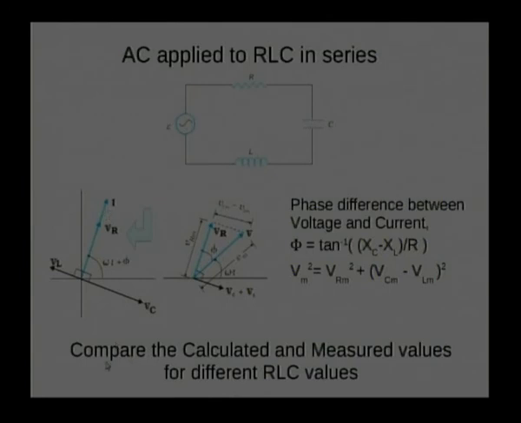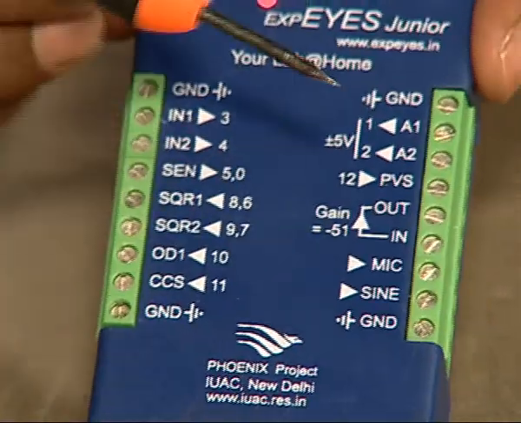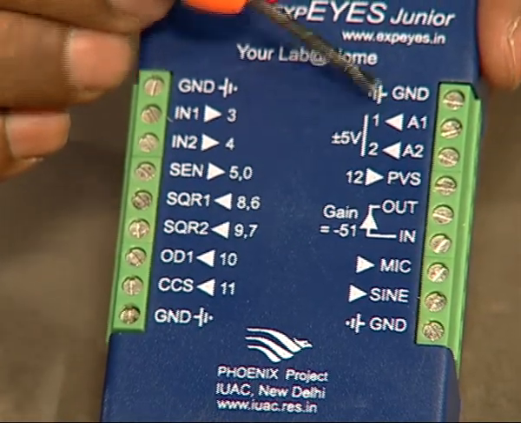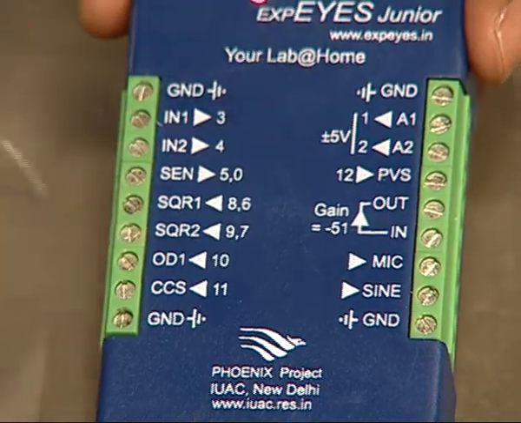So, our objective is to perform this experiment and measure the voltages across various elements. We are going to perform this experiment using the Expeyes kit that has the sine wave generator and AC measurement terminals. So, we will use the sine output of this Expeyes kit, and we will use the A1, A2 that can measure and plot an AC voltage.